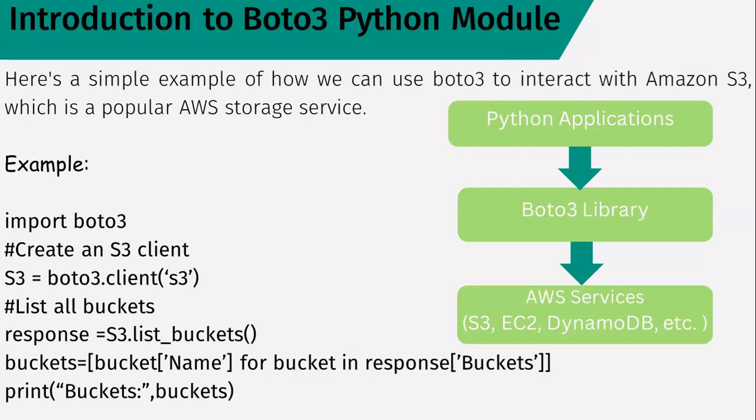So if we want to create an S3 client, an S3 instance is created with the help of boto3.client, and we can create an S3 client. Then, if we want to list all buckets, with the help of the response instance, S3 list buckets is created. Now the flowchart shows how the Boto3 library takes the Python applications, and with the help of Python applications, how it works on Amazon Web Services like S3, EC2, DynamoDB, etc.